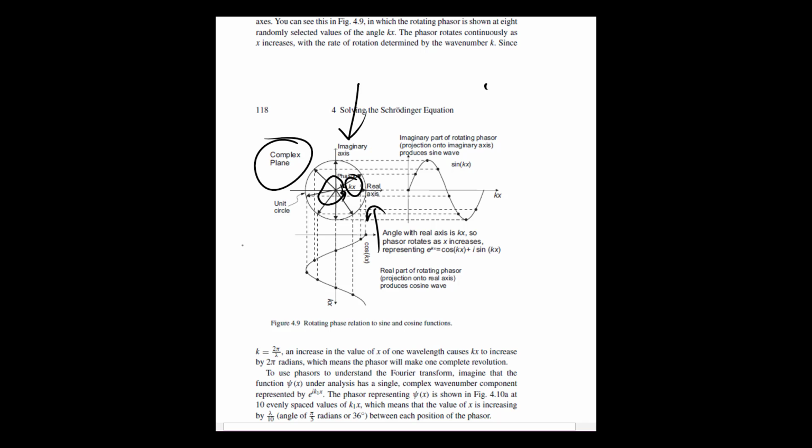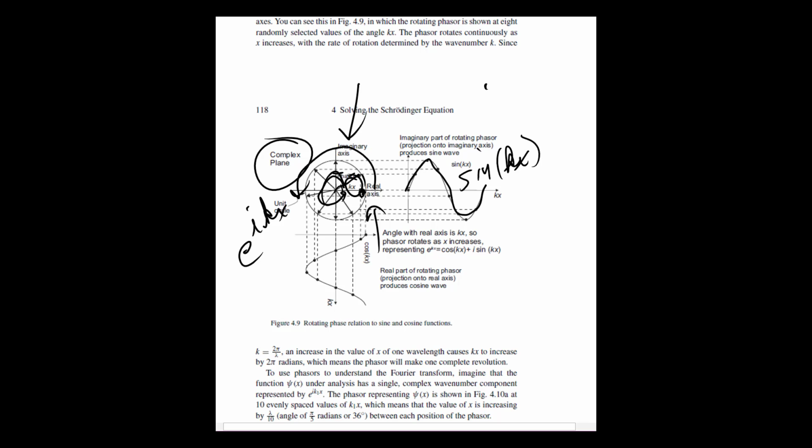And by convention, when you have e to the positive ikx, we take that as going around counterclockwise with its tip on the unit circle. Why is that helpful for Fourier transforms? Well, look at what happens if we project this phasor onto the imaginary axis and onto the real axis. As it rotates around, here's what the projection onto the imaginary axis looks like. That's a sine wave. It's sine of kx.